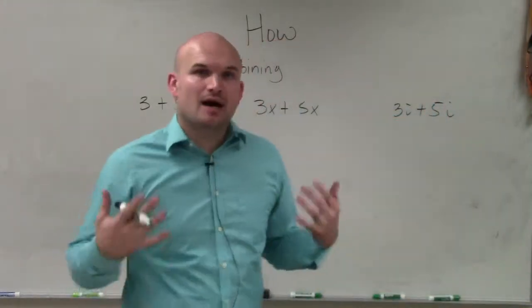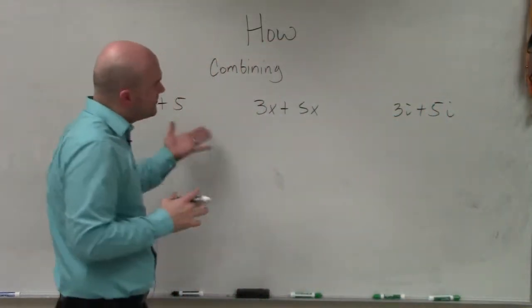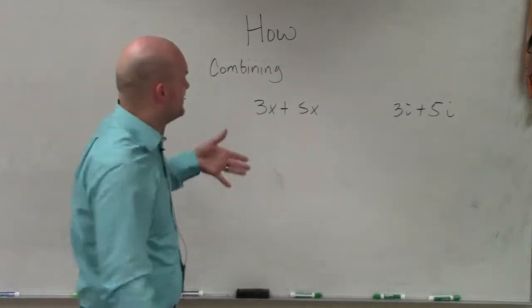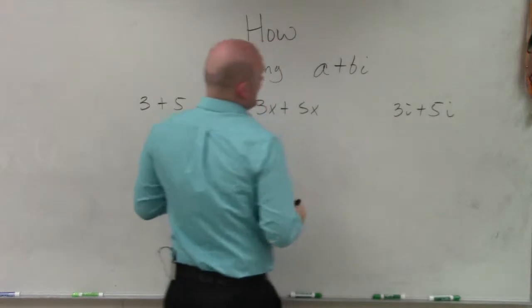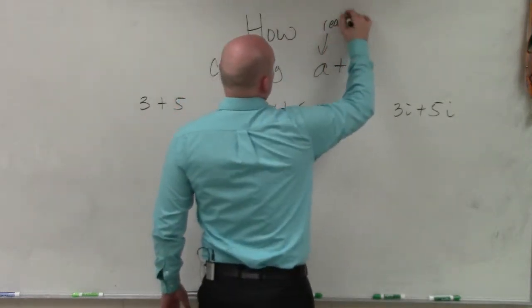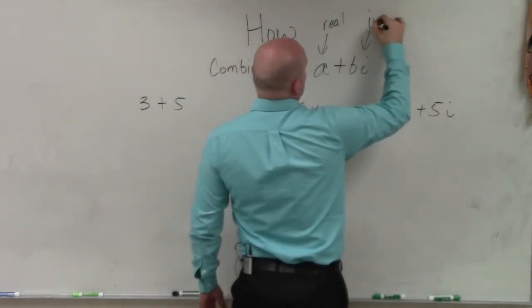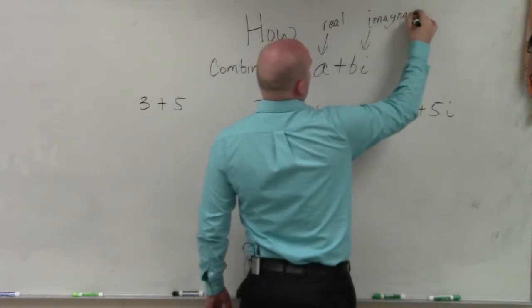I'd like to go over the basic steps for combining complex numbers. First of all, when looking at complex numbers, we need to understand complex numbers in the form a plus bi, where a is our real and bi is our imaginary component of our complex number.